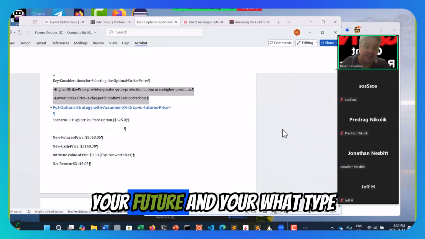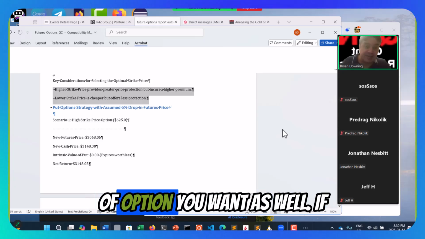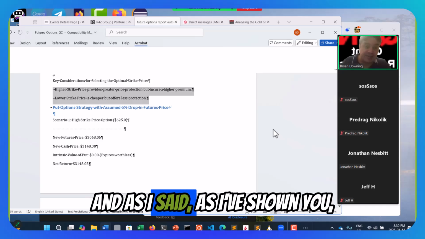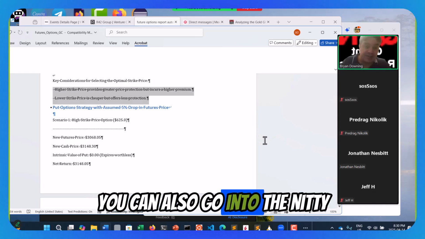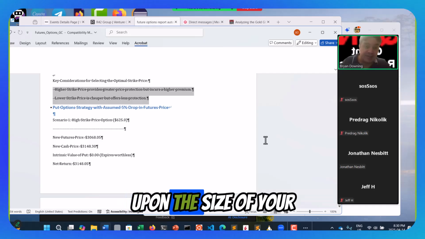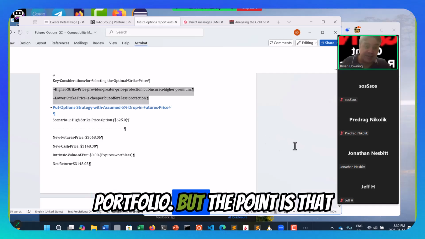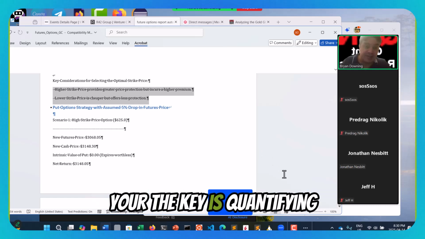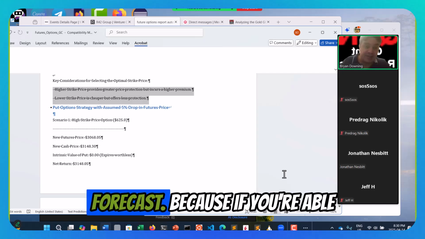But generally in detail, this is the interesting one where you can get a combination between your future and what type of option you want as well, if it's a call or a put. And as I've shown you, you can also go into the nitty gritty on the number of contracts you need depending upon the size of your portfolio. But the point is that you're able to measure. The key is quantify and qualify your forecast.